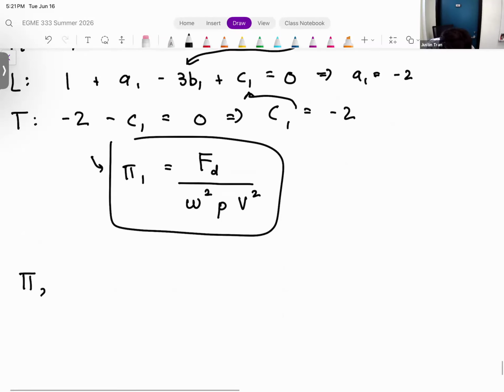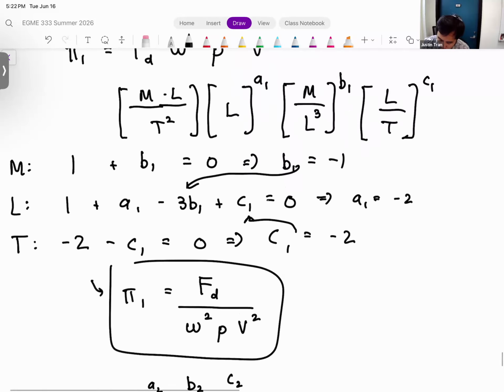Okay, our second pi term. This is going to be the pi term involving the viscosity. So we have viscosity multiplied by the width raised to the A2, multiplied by the density raised to the B2, multiplied by velocity raised to the C2.